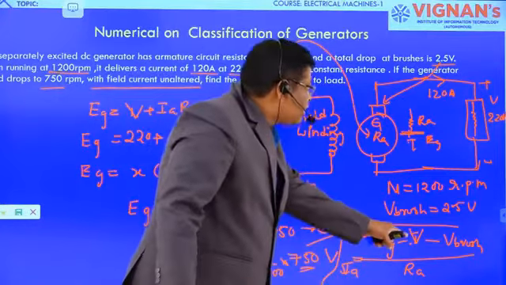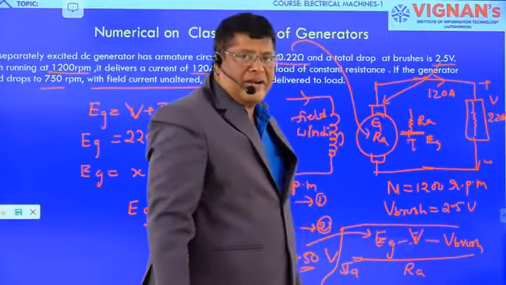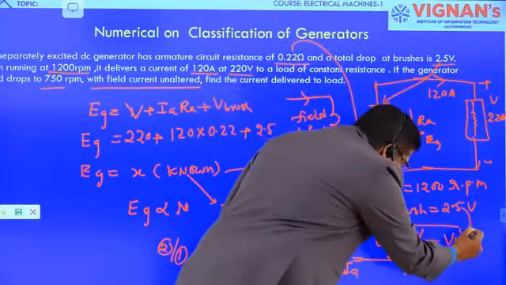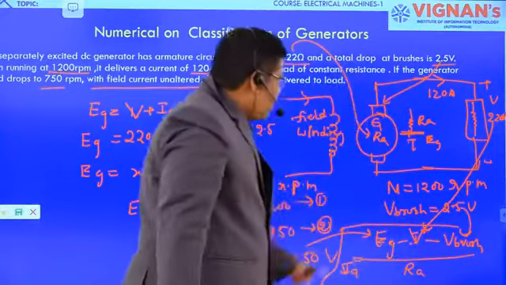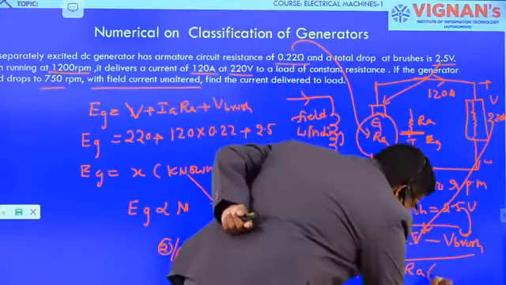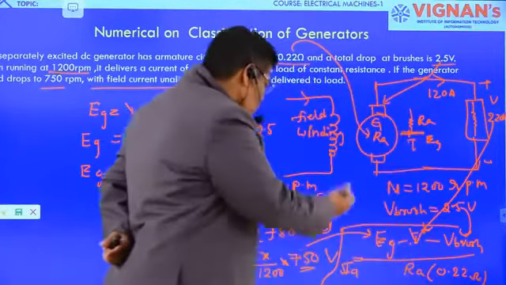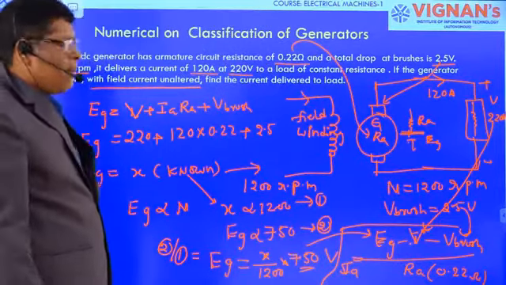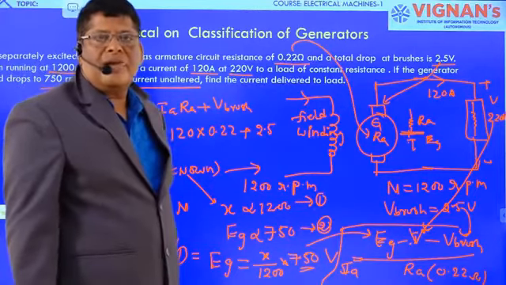The load voltage is constant, that is 220 volts. V brush is also constant, that is given in the problem as 2.5. You take this V brush value here, and this voltage V here. The RA value is given, that is equal to 0.22 ohms. If we solve this, you get the solution for the armature current.